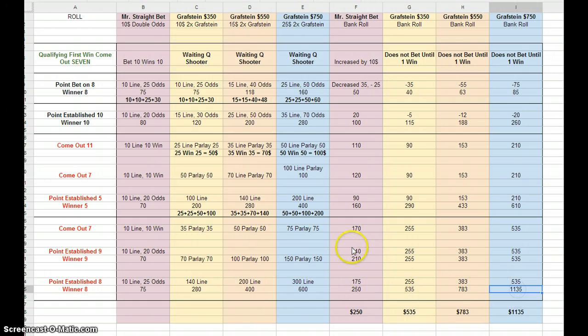All right, so what's interesting to note is Mr. Straight Bet ends up with $250 profit. Our $10 better, who initially started with the same bet, after 1 win, ends up almost winning more than double, okay? And then certainly at a $15 level and a $25 level, you can see the impact in bankroll. Very impressive.